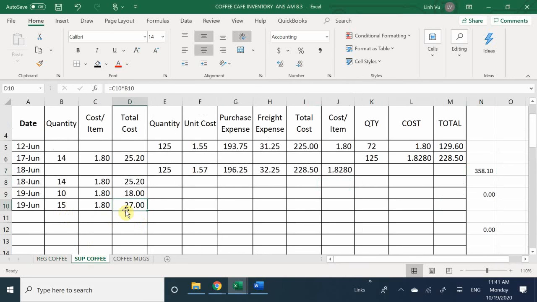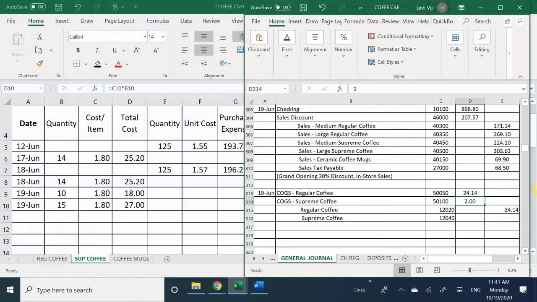Yep, 27. Good. We calculated $27 in our Supreme Coffee. Therefore, we need to subtract $27 worth. All right? And I'm going to complete my journal with in-store use. Okay.